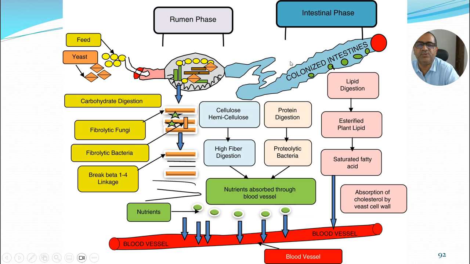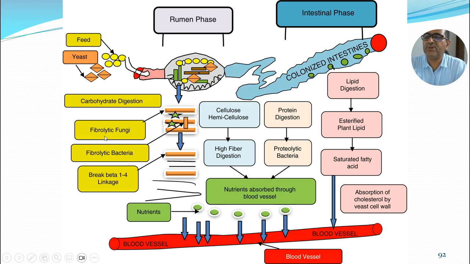Cellulose and hemicellulose, then protein digestion by proteolytic bacteria, then cellulose digestion by the cellulolytic bacteria. So they will get absorbed into the blood vessels. Then the lipid digestion, where plant lipids get esterified, saturated fatty acids, then absorption of cholesterol by the cells. So this is the way the feed is acted upon by the different flora, especially in the ruminal phase.